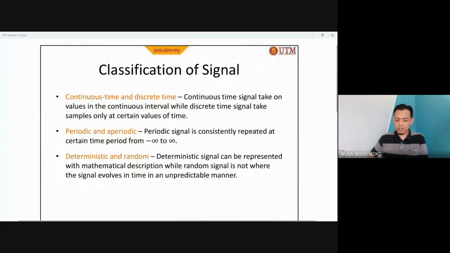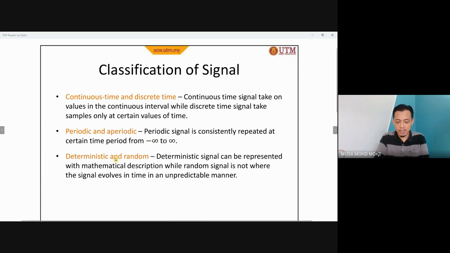And this one is just going to read it. Classification of a signal. So we have continuous time and discrete time. Last time, in signal and system, you learned about continuous time. So this semester, you're going to learn about discrete time signals. And then there is periodic and aperiodic. You have learned this from signal and system last time. Periodic is like a sine and cosine. Aperiodic is where there's no repetition from minus infinity to infinity of time.